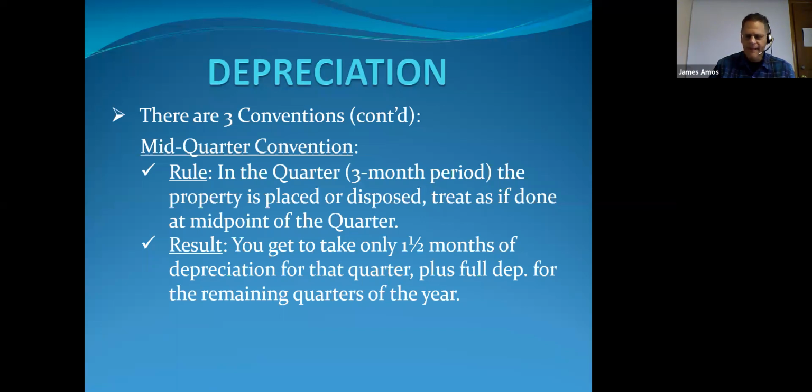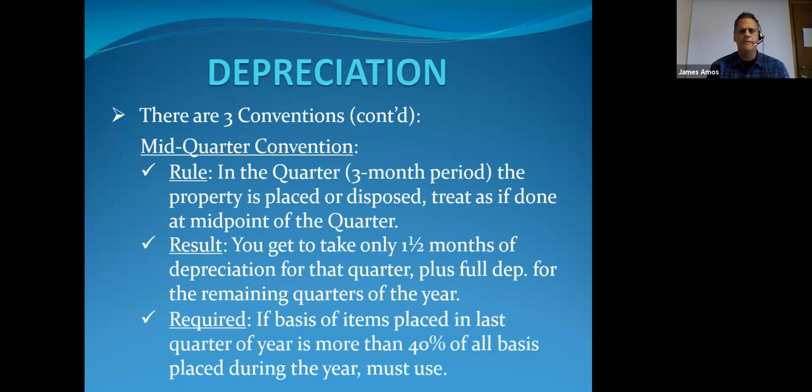Okay? Now, why would you do this? Because it's required in this situation. If the cost basis of your items placed in service in the last quarter of the year is more than 40% of all the basis placed in service during the year, you must use it. Boy, that's a lot of words. So what we're saying is, what you want to do is go through the whole year and add together the cost basis of all the items that you first placed into service. So you take all of the items that you put in service during the year and figure out what the cost basis is for all those items together.